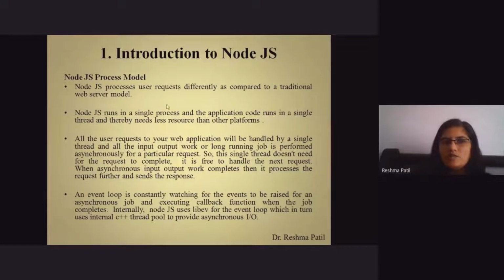Node.js runs a single process and the application code runs in a single thread. A single process will be there for executing all the requests. Since there is a single process and a single thread, it needs fewer resources than other platforms. In previous platforms, we required a separate thread for each process. Here there is only a single process and single thread available for executing the user's requests.